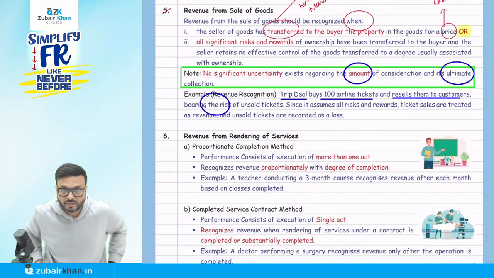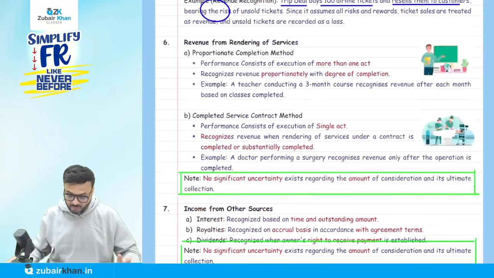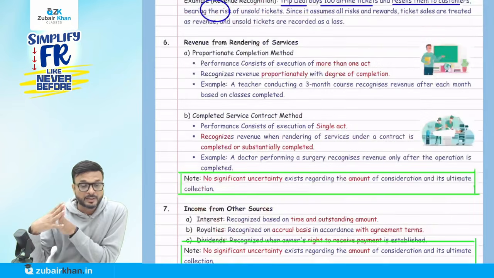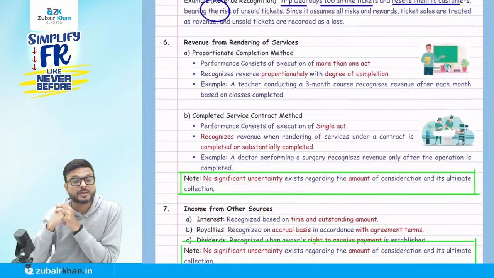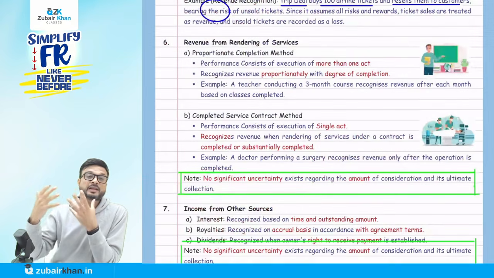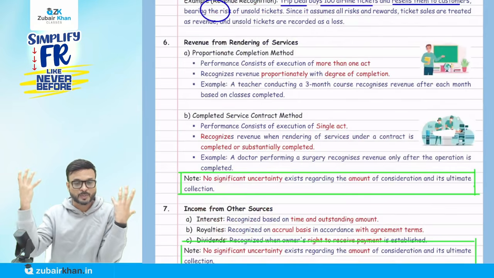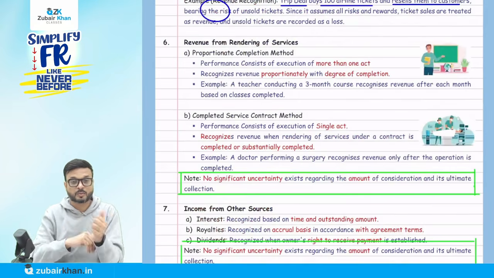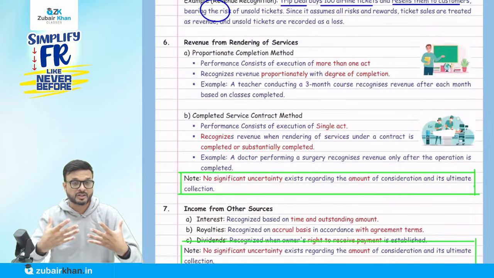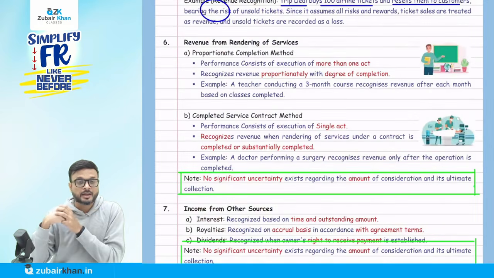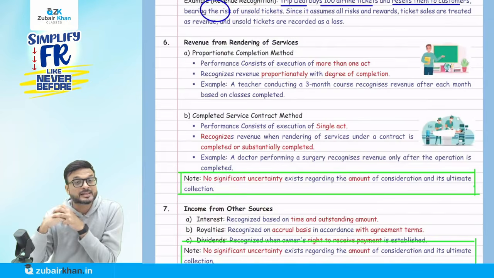Services. Now listen carefully. What does revenue from rendering of services mean? It might happen that we are selling goods, but at the same time we may be providing services. When you become a chartered accountant, you are going to provide your services. Like the example, I'm teaching, I'm providing services, or a profession like a doctor, who provides services.